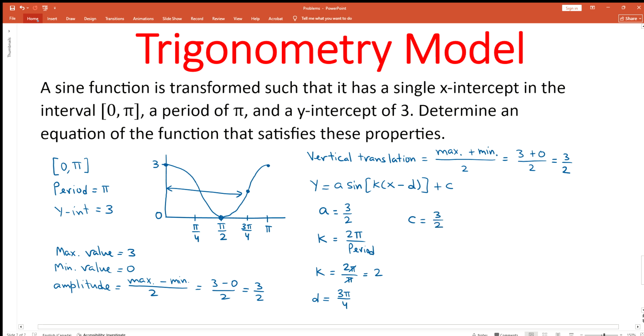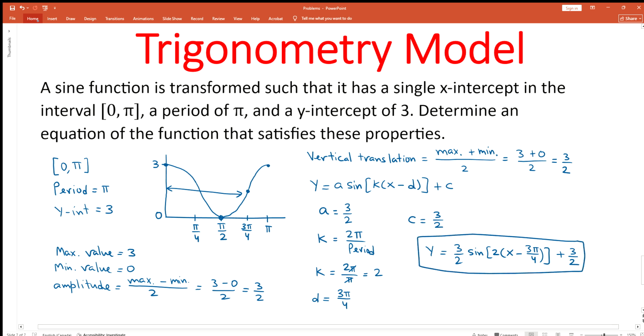Now we can use these values to write the equation of the model. So the equation of the transformed sine function is y equals 3 over 2 sine 2 times x minus 3 pi over 4, plus 3 over 2. This should be the final answer for this problem. So these are the steps you have to keep in mind to solve this problem.